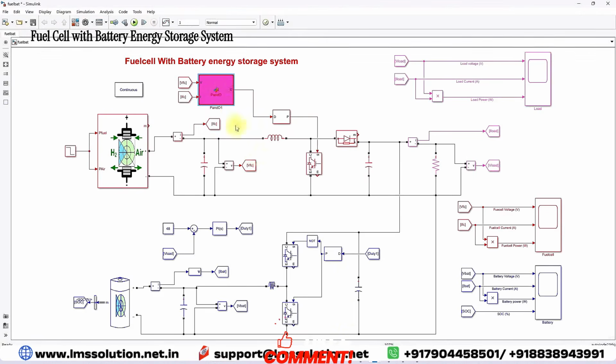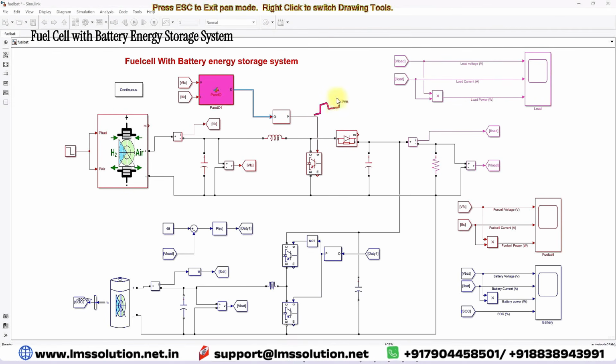Here the P&O MPPT generates the duty cycle that is processed via the PWM generator. The PWM generator generates the PWM pulse based upon the duty cycle, and it controls this IGBT in order to extract the maximum power from the fuel cell based upon the pressure of fuel and air.